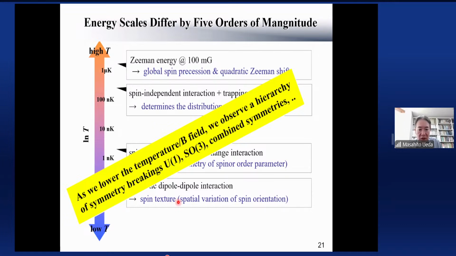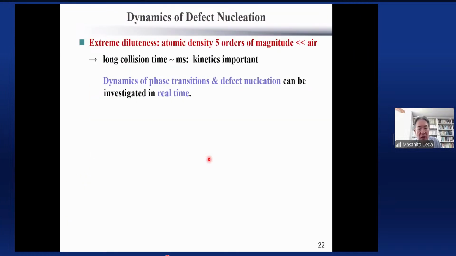So as we lower the temperature or magnetic field, we observe a hierarchy of symmetry breaking: U(1), SO(3), and combined symmetries. An obvious but very important feature of quantum gas is extreme diluteness, with atomic density 5 orders of magnitude more dilute than that of air. So this makes the collision time very long, of the order of milliseconds, and the kinetics becomes important. Therefore, dynamics of phase transition and defect nucleation can be investigated in real time.